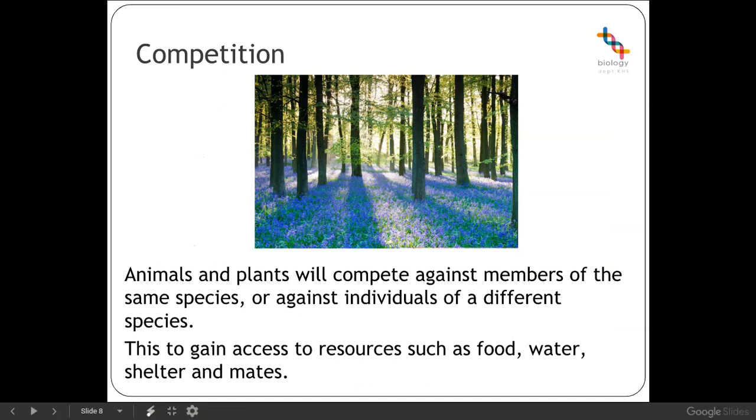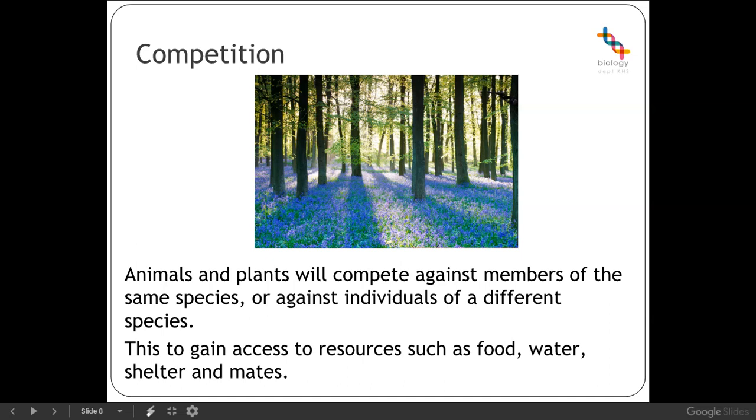We also have an element of competition, and this would be considered a living factor because it is living organisms competing against each other. Now, animals and plants will compete against members of the same species or against individuals of a different species, and that's to gain access to resources like food, water, shelter, or mates. And some species are adapted quite well to compete against different species.